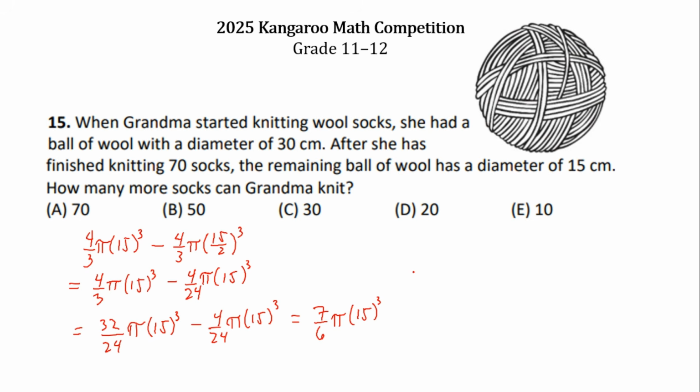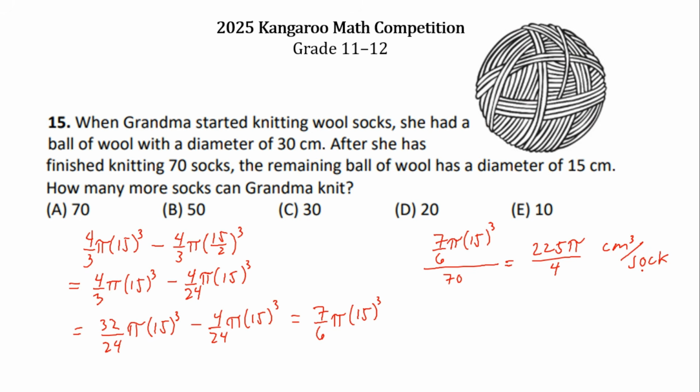Okay, so if we do that, we have 7 over 6 pi 15 cubed over 70. That should give us 225 pi over 4. So this is cm cubed per sock. Now if we divide the volume of the remaining wool by this number, we get the number of additional socks that can be made.